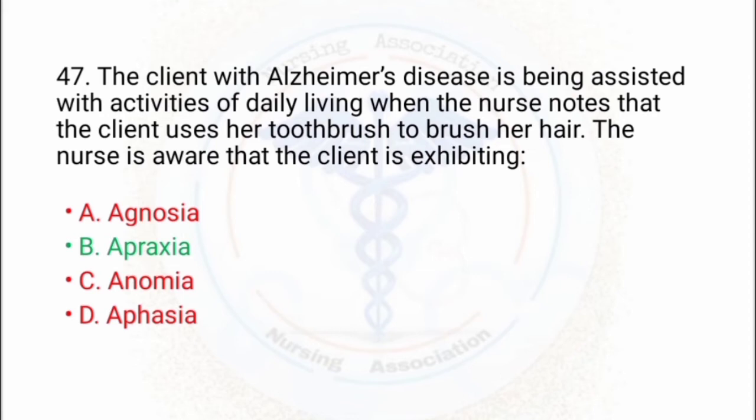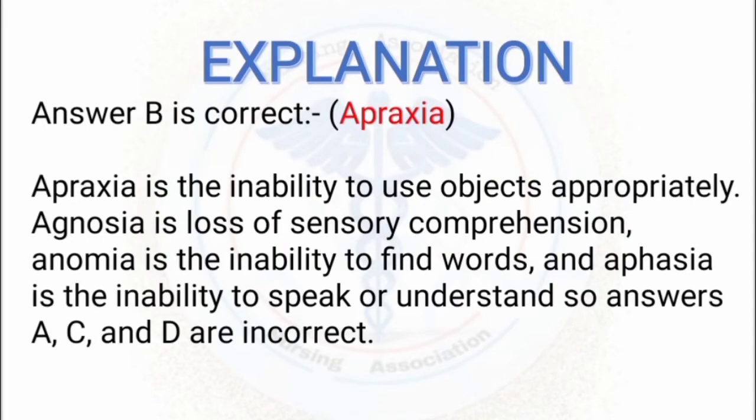So let's see why this is correct. Apraxia is the inability to use objects appropriately. Agnosia is loss of sensory comprehension. Anomia is the inability to find words, and aphasia is the inability to speak or understand. So answers A, C and D are incorrect. So the correct option is apraxia.